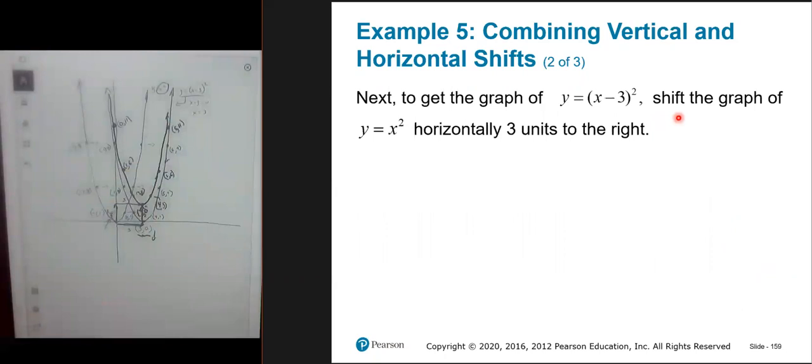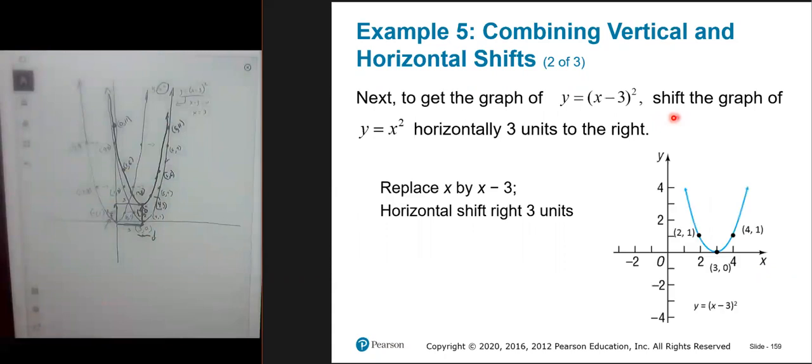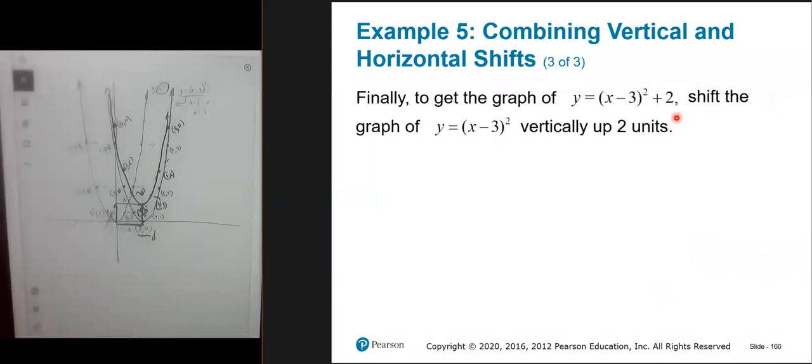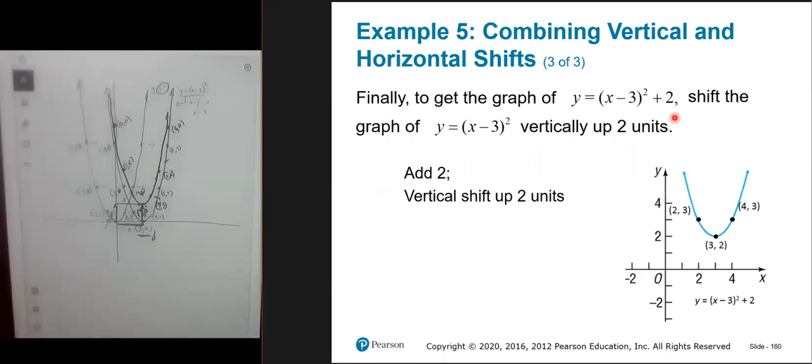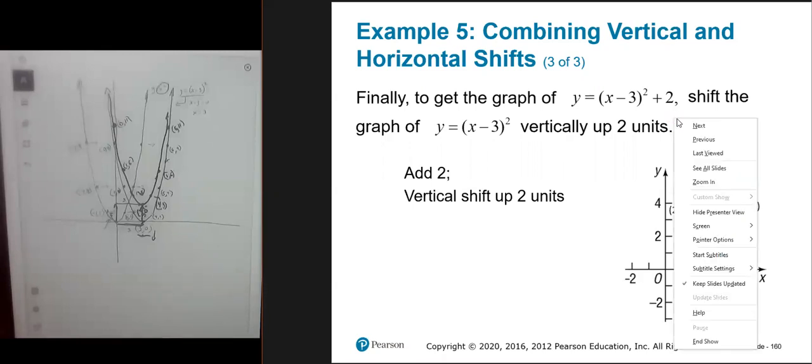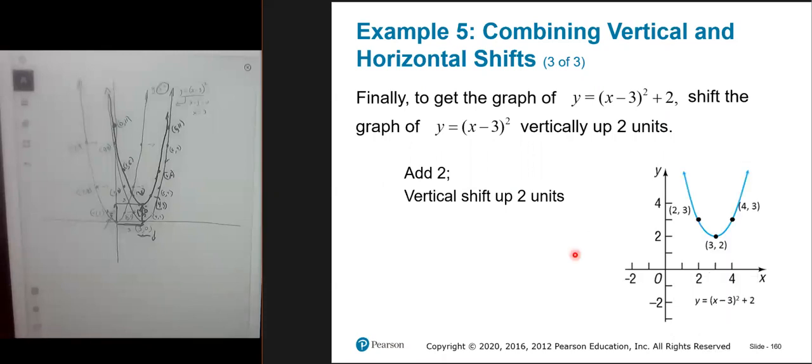And so they did it the same way I did. They looked at the shift of the function to the right, 3 units, and then they looked at the change in the y, which is a shift up 2 units. So they basically did the same thing, except they just didn't do it all in one graph. They did it on separate graphs.